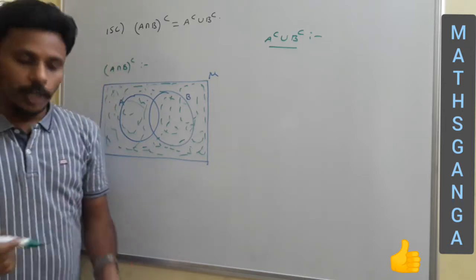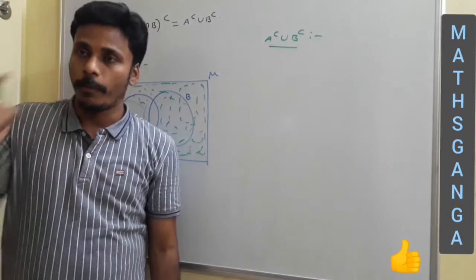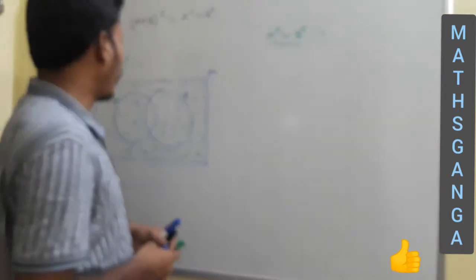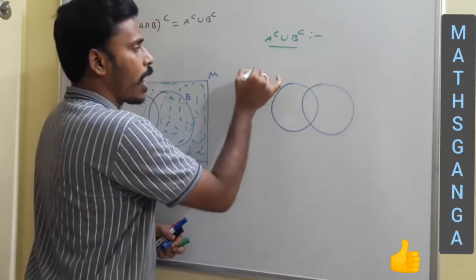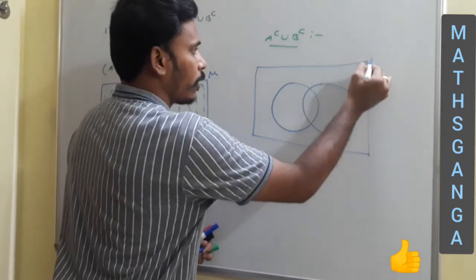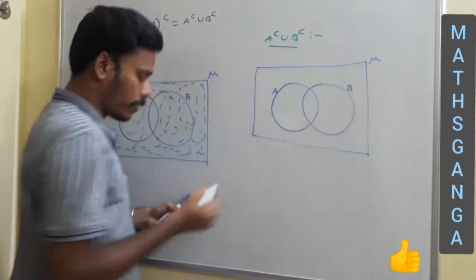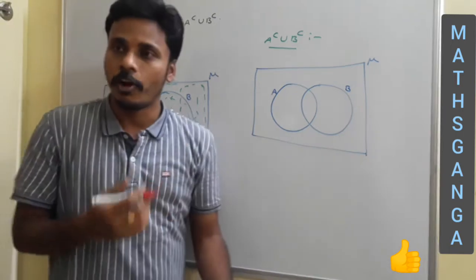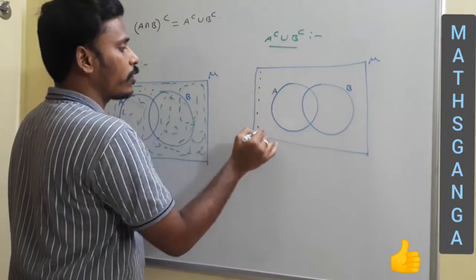And in the second case, we need to think about A complement union B complement. First, you sketch A complement, then sketch B complement, and then consider everything. One circle for set A, one circle for set B, and since complement is involved, you sketch the rectangle mu. First of all, this is for set A and this is for set B. Then you draw A complement. A complement means outside of A. Everything which is outside of A we need to shade. So for that I am using these red color dots.